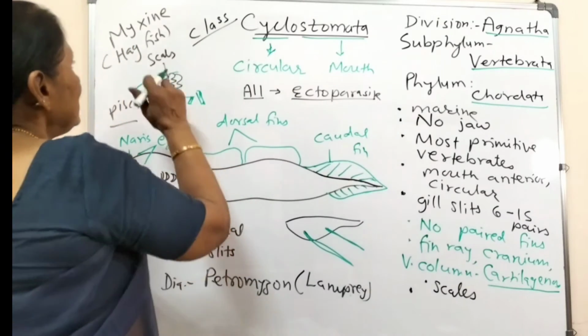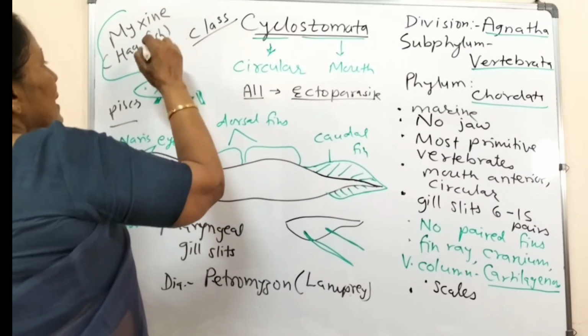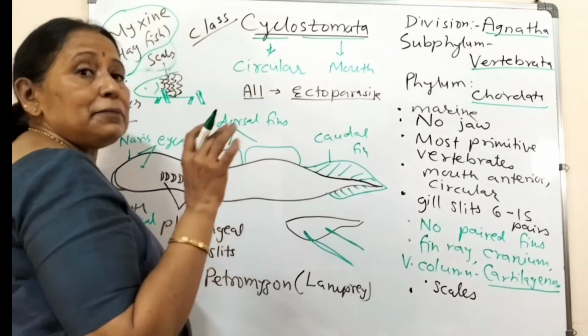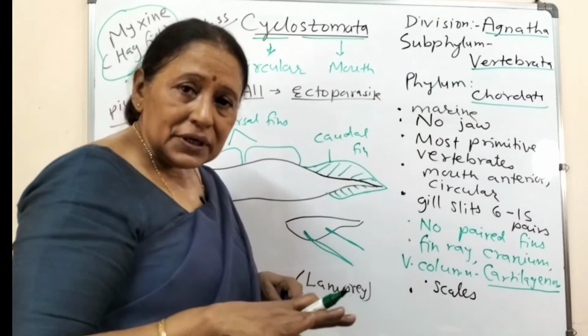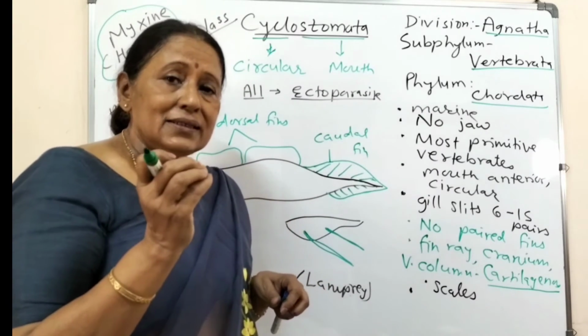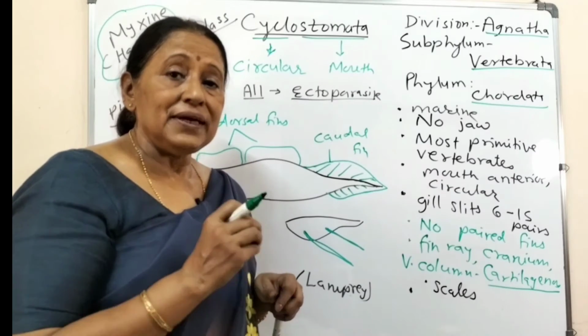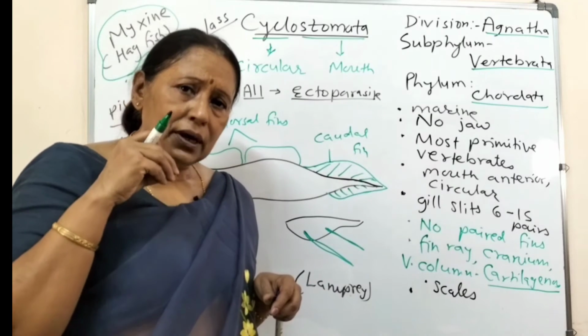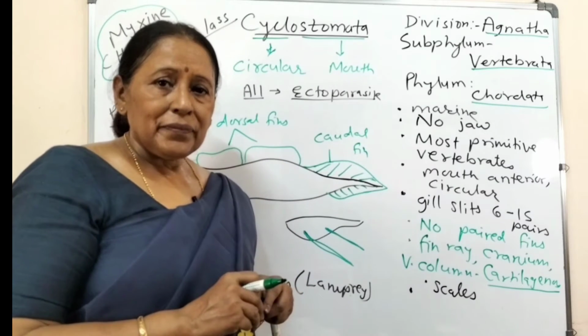Whereas not so in case of myxine. In case of myxine, they live at the sea bottom in their burrows, and then the dead fishes or the injured fishes, they feed upon by burrowing into their body.